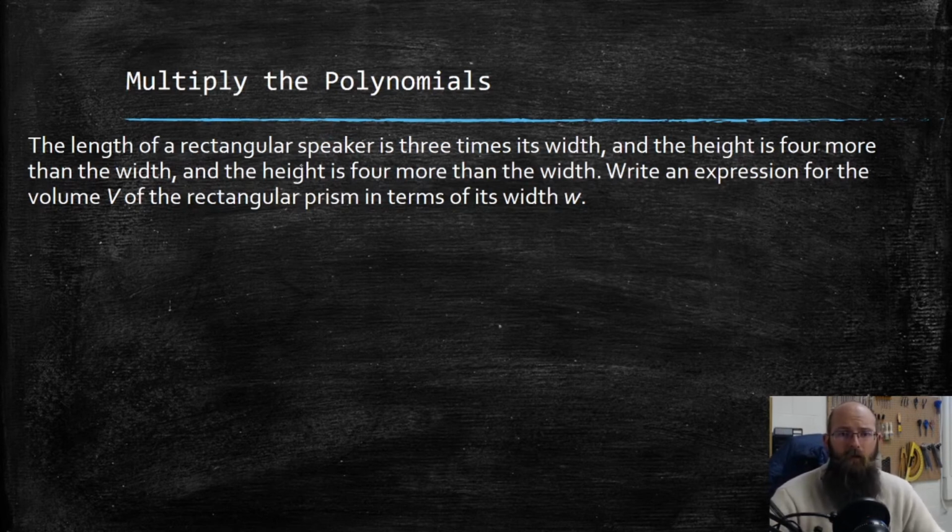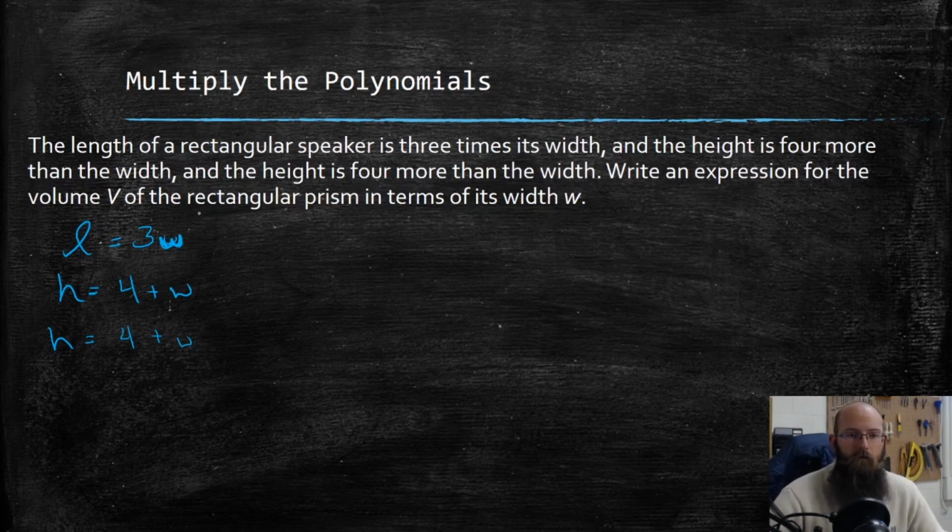The length of a rectangular speaker is 3 times its width. Okay, they told me something. The length equals 3 times its width. That's a terrible W, but you get the idea. And the height, okay, height is 4 more than the width. Oh, I just wrote that twice. Oh, that's a shame. That's embarrassing. Write an expression for the volume of the rectangular prism in terms of width w.